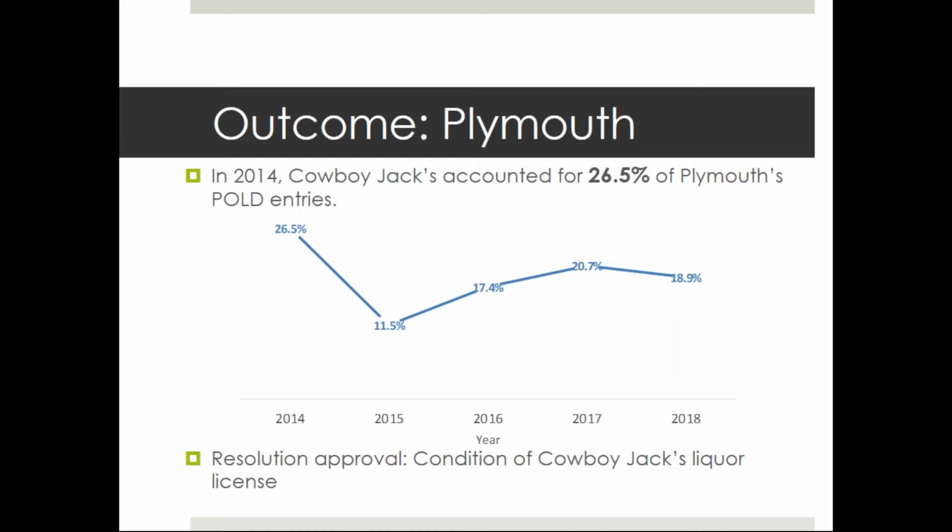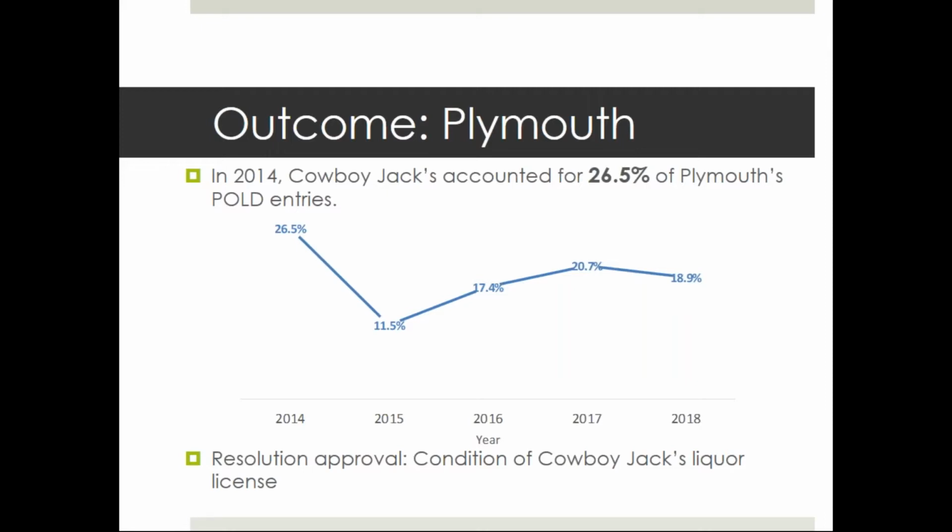And our chief of police, largely using polled data, but also using other law enforcement data about number of calls for service and what their relationship had been with Cowboy Jack's, presented information to the city council. The end result was that the council put a condition on Cowboy Jack's liquor license. They said that if Cowboy Jack's were noted as the place of last drink for more than four incidents in a single quarter, they would have to come before the city council again. So it was a condition of their liquor license.